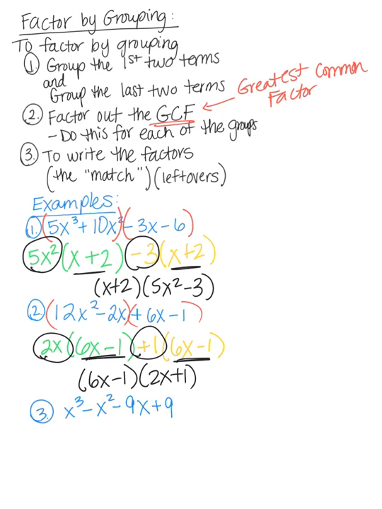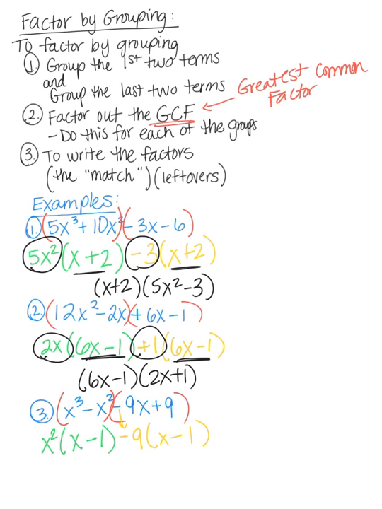All right. So let's look at our last example. I'm going to group the first 2 terms. I'm going to group the last 2 terms. Looking at that first group, I notice that they don't have any numbers in common, but they do have an x squared in common, which is going to leave me with x minus 1. Looking at the second group, I have a 9 in common. I'm going to bring out that negative. Now remember, when I bring out a negative, it's going to change all of the signs, which is going to leave me with x minus 1.